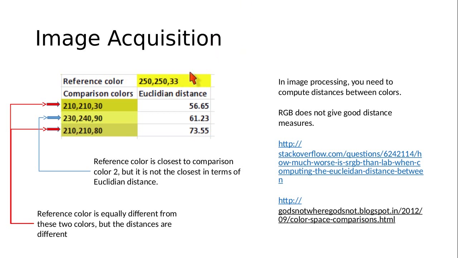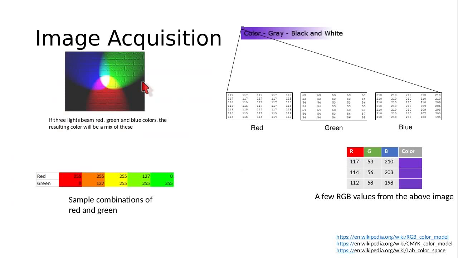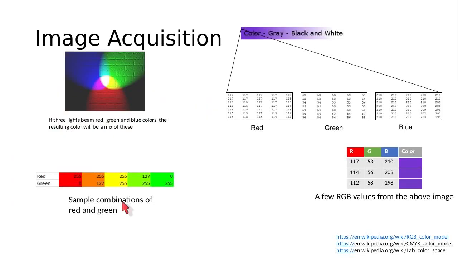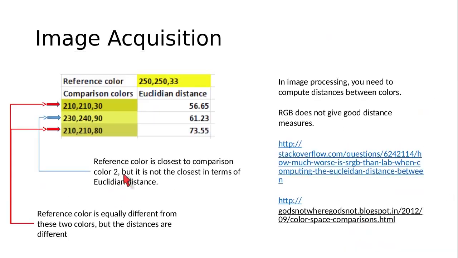So let's say this is your reference color. This is a color that I've selected using a popular image processing package. So this color is 250, 250, 33. So the red is 250, green is 250 and blue is 33, and this is yellow. If you notice, red and green are high values and blue is low, you get yellow color. So that's what you have here. This is a shade of yellow. This yellow and the yellow that we saw previously, if you observe closely, is not the same. So this is a certain shade of yellow.